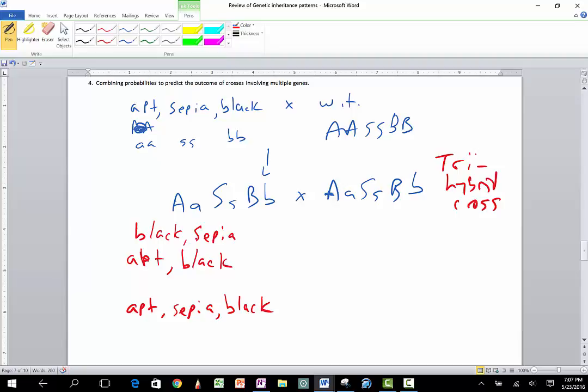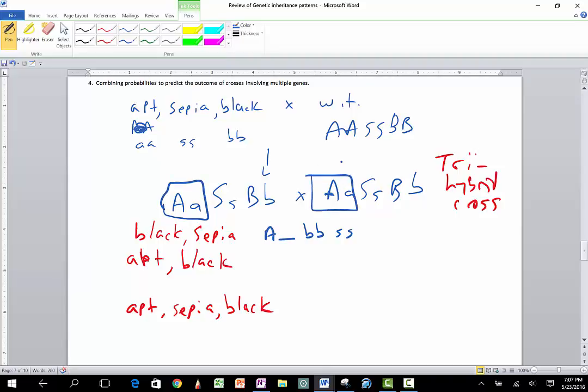And what that means, when I say something's black and sepia, that means it's wild type for the other one, for Apterus. So that's wild type for Apterus, black and sepia. But when we describe flies, we only mention what the mutant phenotypes are, and then we assume everything else is wild type. So this is wild type for Apterus, so that means we're looking for a genotype like this, and then it's black and sepia. So what I do is consider each cross independently.